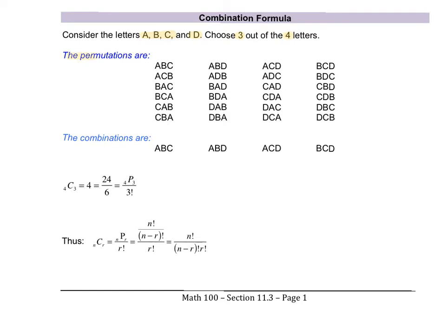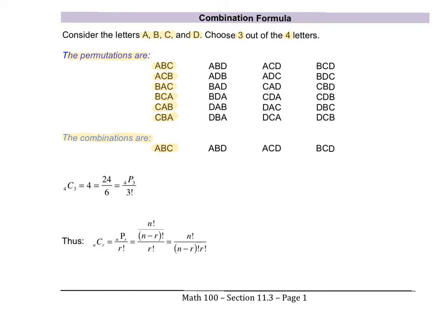If this were a permutation, and let's say I chose letters A, B, C, then since it's a permutation, the order does matter. So the choice of A, B, C is different than the choice of A, C, B, or B, A, C, B, C, A, C, A, B, C, B, A. These are all different permutations. However, each permutation has the same 3 letters, A, B, C. So if we're looking at a combination, and in a combination order doesn't matter, all 6 of those permutations are considered one combination.